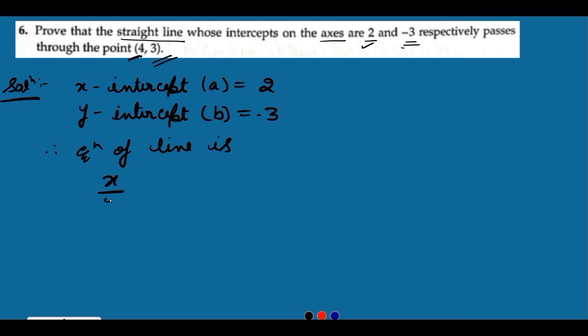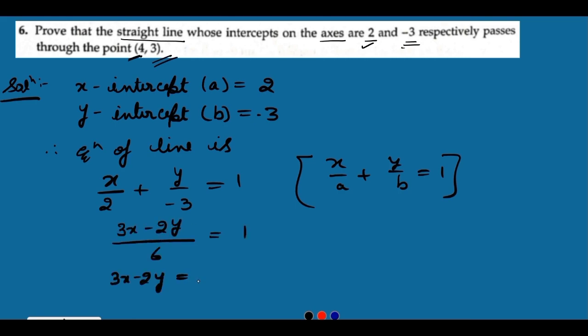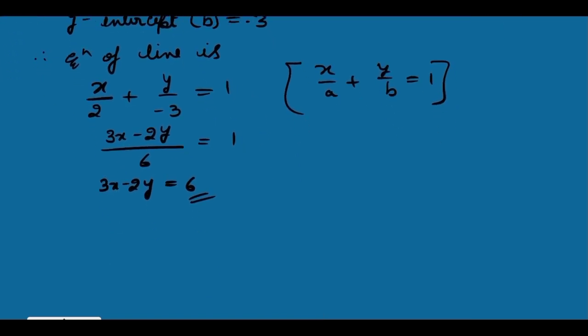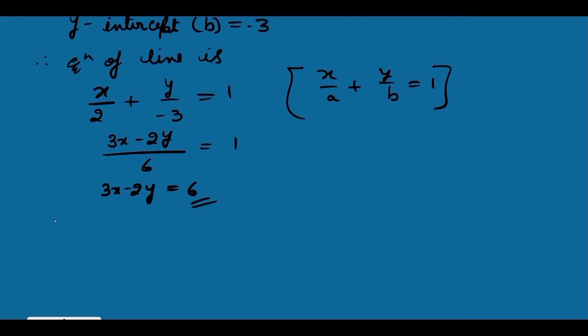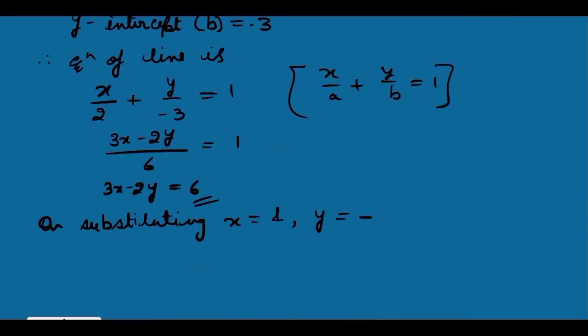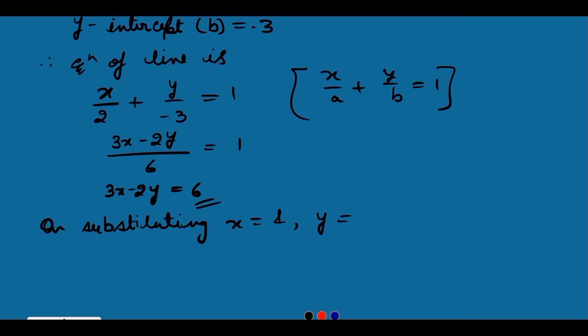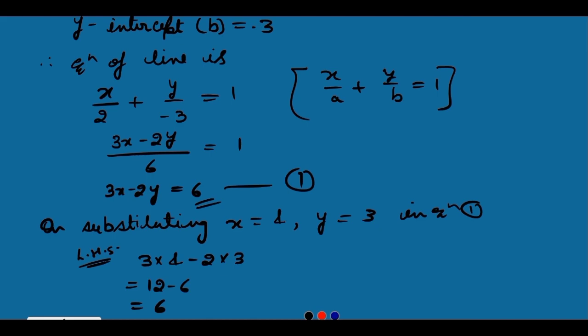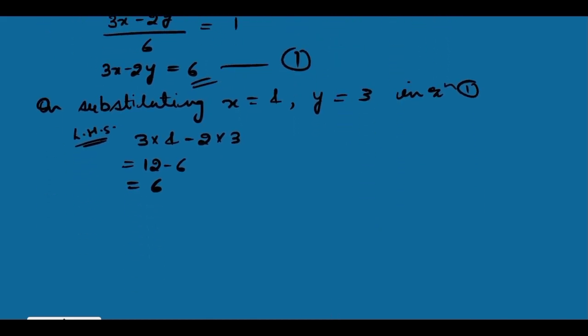Therefore, equation of line is x upon a plus y upon b is equal to 1 by intercept form. 3x minus 2y is equal to 6. Now we have to check this point 4, 3 lies on this line or not. By this we are substituting x is equal to 4 and y is equal to 3 in equation 1. Value of left hand side will be 6 and that is equal to the value of right hand side. So 4, 3 lies on given line.